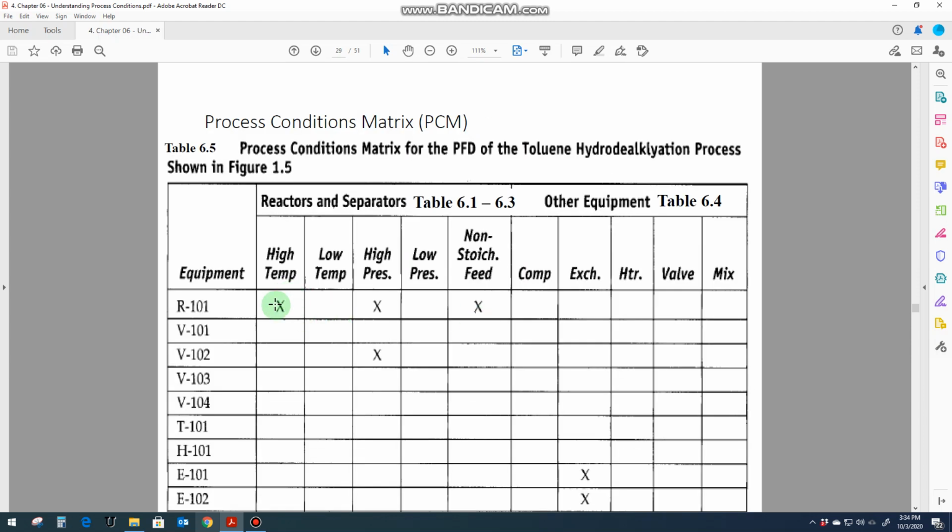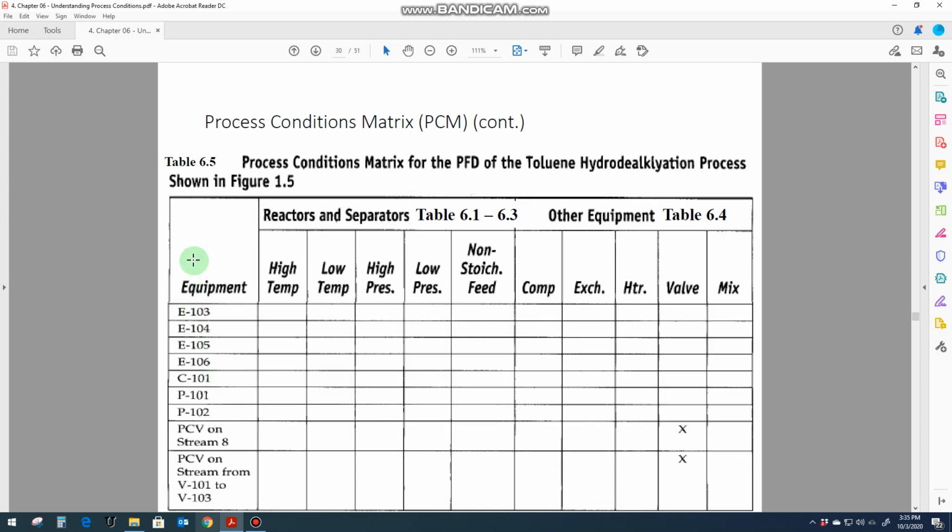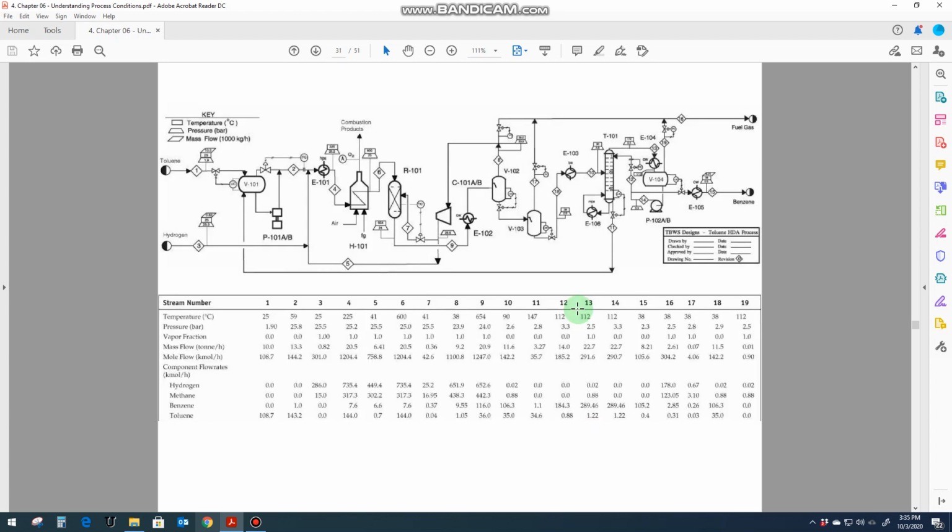So you can put a cross here, and similarly you can look at all of this equipment and put crosses where you see a condition of special concern. In the same way for the other equipment: if there is any valve here you can put a cross, or if there is a pressure control valve, that is a condition of special concern. So you can have this kind of table to highlight the conditions of special concern for any process.